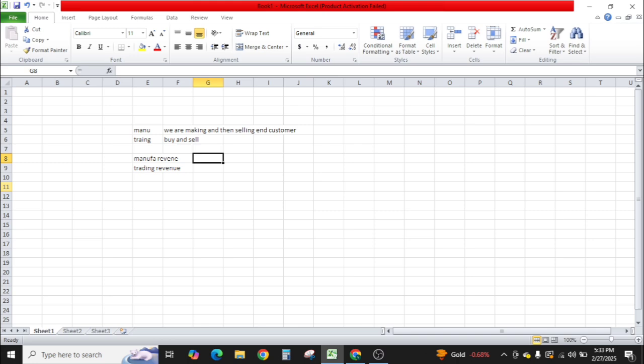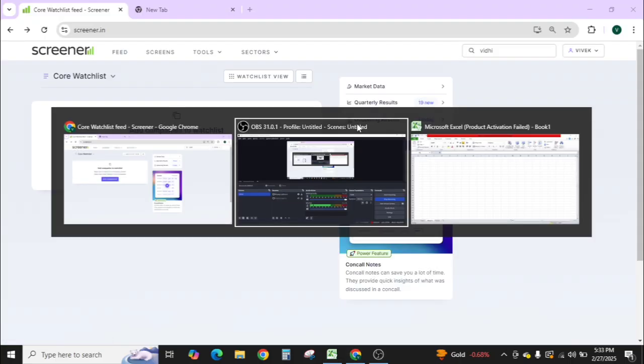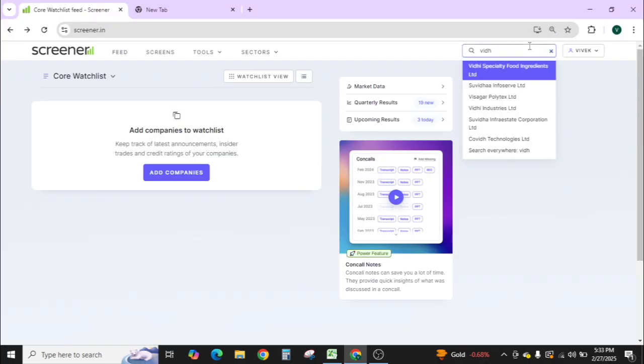So if there is a shift, like earlier the company used to have 50% of revenue from manufacturing and 50% from trading, but going ahead they are shifting more into manufacturing, so their gross profit margin will also increase. How to calculate gross profit margin, I have already explained in my previous video, so you can see that. Now we will take one live real company example. So there is Vidhi Specialty.